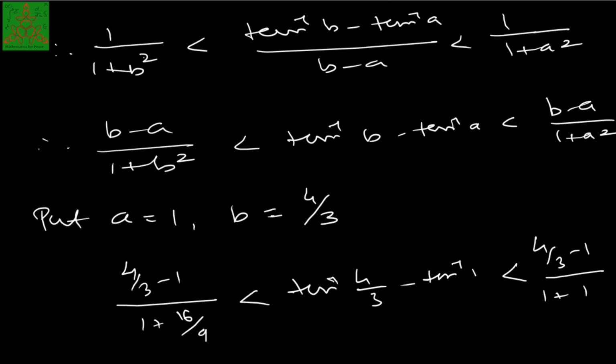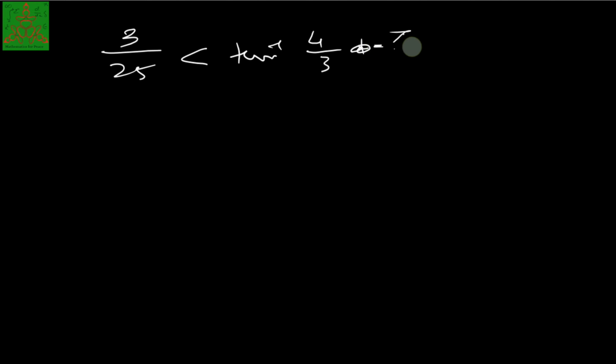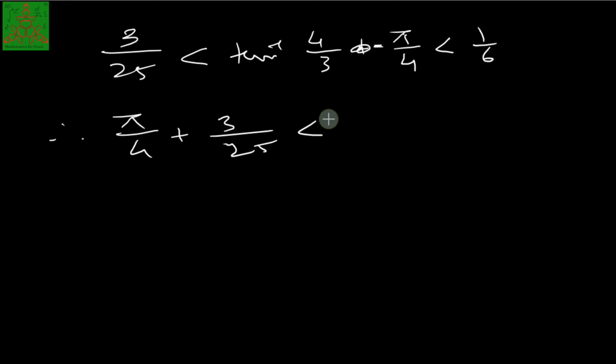So that's why this will give me 3 by 25 is less than tan inverse of 4 by 3 minus pi by 4 is less than 1 by 6, and adding pi by 4 to both sides, we have achieved the inequality which we need to prove.